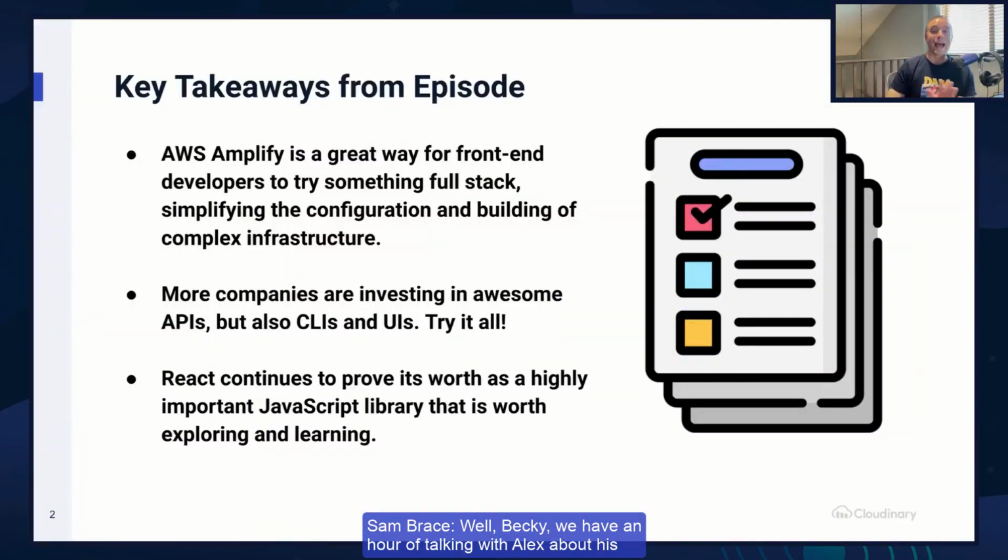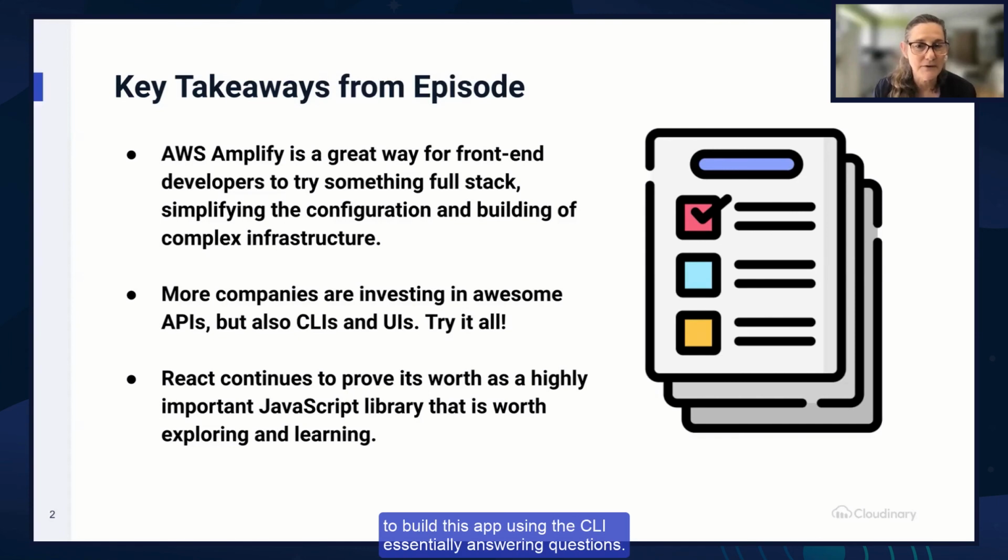Well, Becky, we have had an hour of talking with Alex about his project, and I think we could have gone deeper if we really wanted to. But I will say this was a great taste of how to use this amazing tool, AWS Amplify, with Cloudinary and develop something really, really special with it. What was real interesting was that we were able to build this app using the CLI, essentially answering questions. If you go in knowing what you want, if you're the type of developer who's more interested in the app and in working with your clients, and you know what you want to build, you really just need to make the choices. And if you know your data, you can create your schema, you can roll out a GraphQL API, all with just a few answers to CLI questions.